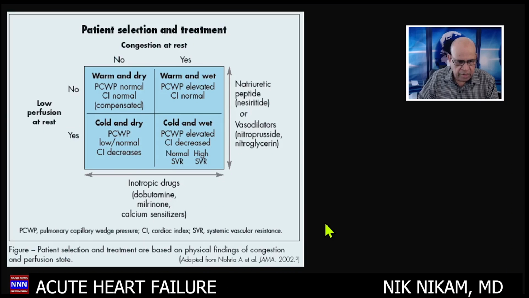Let's move on here. And again, this is looking at it from a hemodynamic point of view, as to what is happening inside the heart, based on the same triage map we saw in the previous slide. In patients who are warm and dry, they have a normal capillary wedge pressure. Their cardiac index may be normal because they have normal perfusion, and these people are compensated. Whereas here in patients who are cold and dry, their wedge pressure may be normal or low because they have volume depletion, and their cardiac index may be decreased because of reduced volume, hemorrhage, or reduced systolic function.